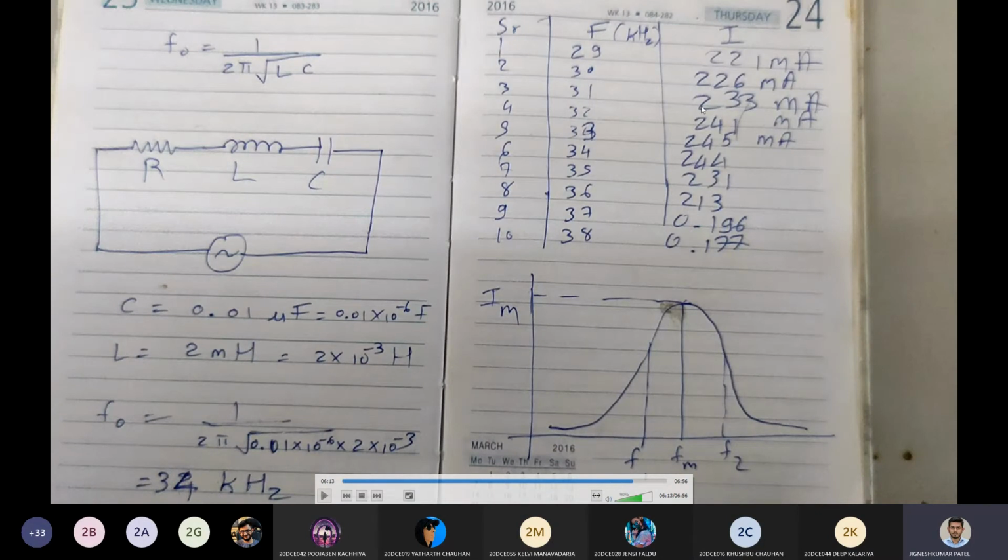So the main point is that you can see with increasing frequency, as you reach towards your resonance frequency, that is 34 kilohertz, at 34 kilohertz you get the maximum current, and that is 0.244 milliamp. All the other currents were lesser.